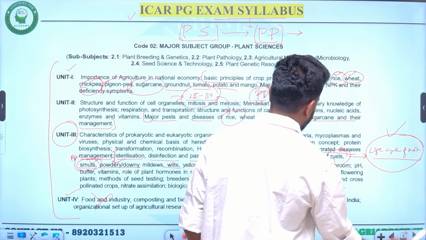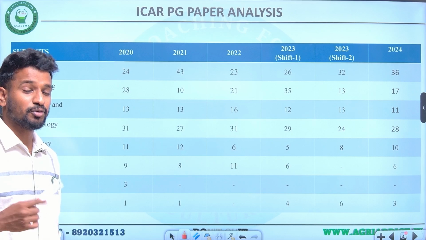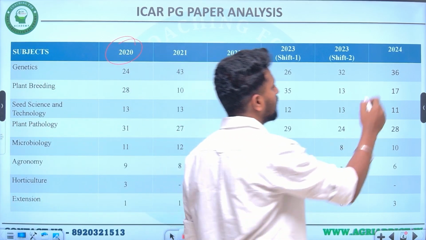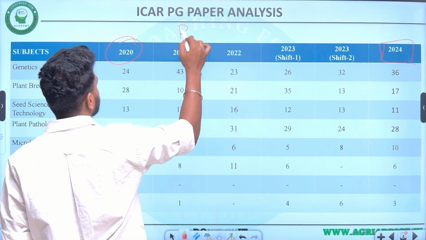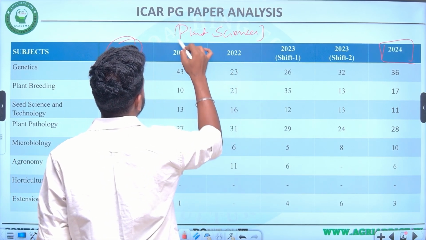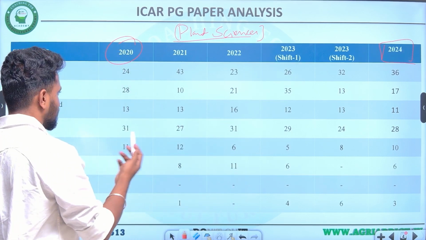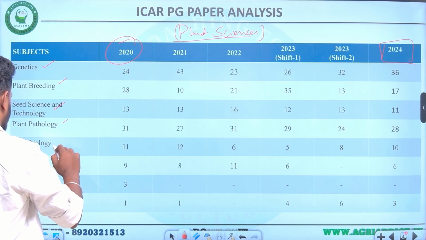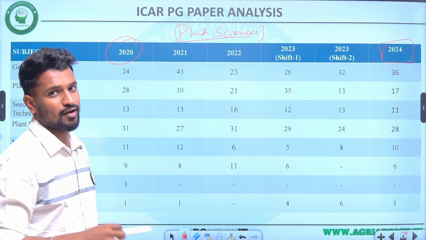Okay, let's move forward. Now, we have made a complete analysis of the number of questions asked in the previous years, starting with 2020 till 2024. This is available for plant sciences and also for all other subjects. It will be made available in our online master course currently going on, and students will be getting this PDF. You can also take a screenshot, not an issue. Starting with genetics, plant breeding, seed science, plant pathology, microbiology, and agronomy, all the subjects on which questions came in the previous years are listed here.